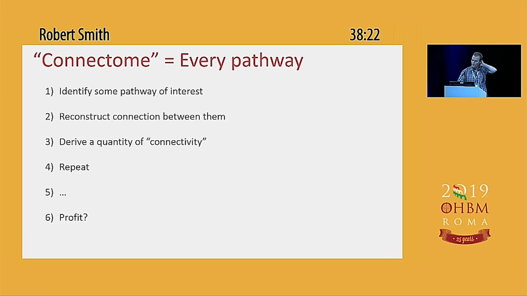So firstly, I want to talk about this way of thinking about the connectome and what we're actually quantifying. Basically, when we talk about the connectome, prior to any actual analysis of the data, what we're really doing is taking some pathway of interest, maybe defined by its two endpoints. We want to somehow reconstruct the connectivity between those two points, derive some, ideally quantitative, measure of connectivity, and then the connectome is simply repeating that experiment many times for many different grey matter regions.